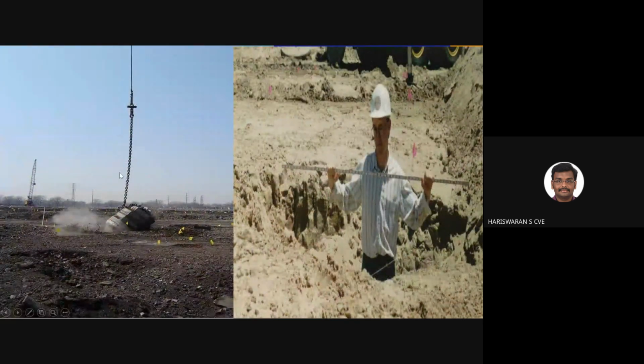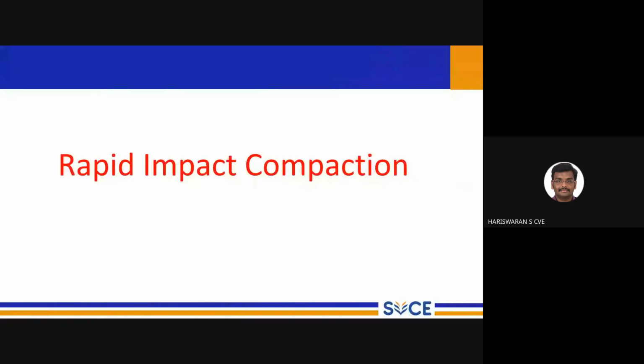This type of dynamic compaction is not recommended inside a residential area, because these waves, the Rayleigh waves, the horizontal waves travel in the longitudinal direction along the surface, and that may impact the nearby structure, and that may lead to collapse. So that should not be recommended.